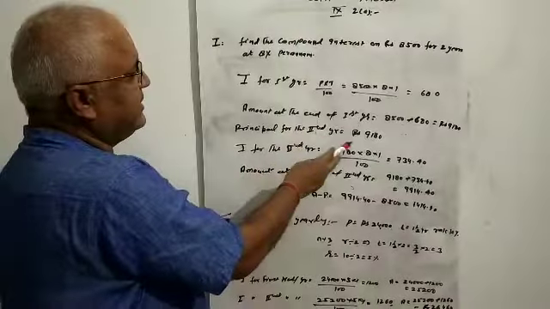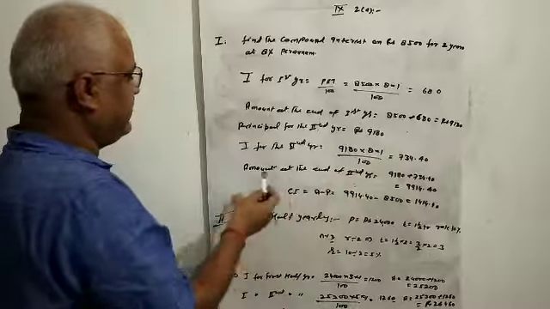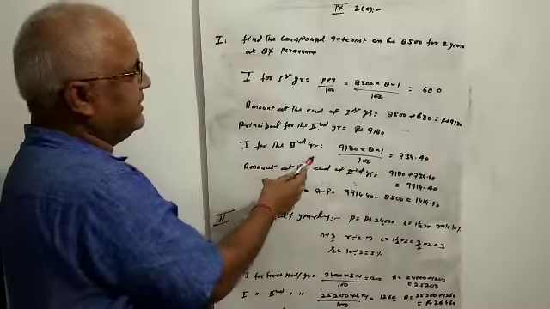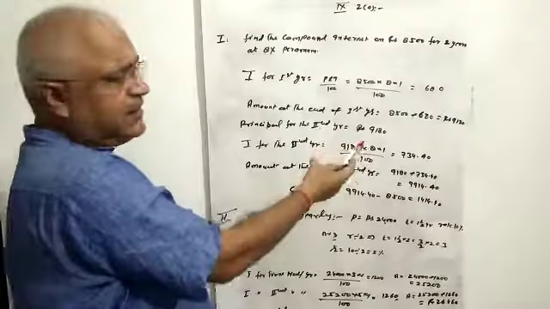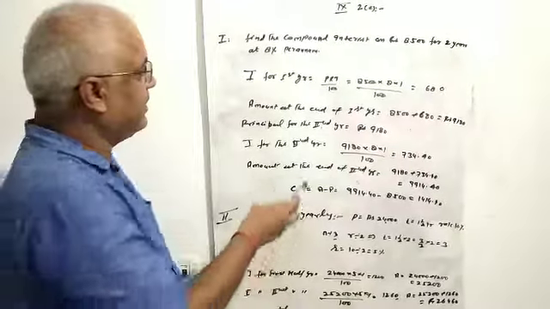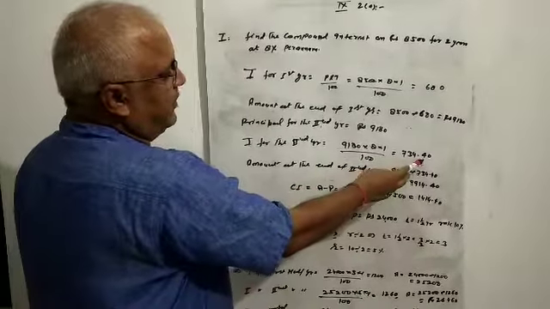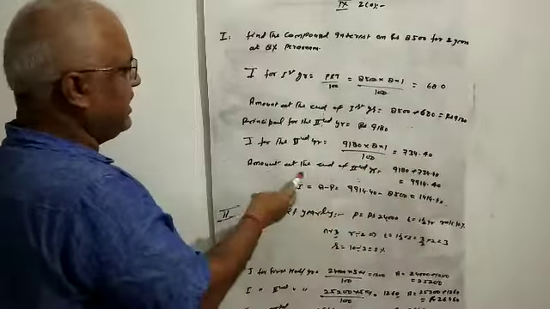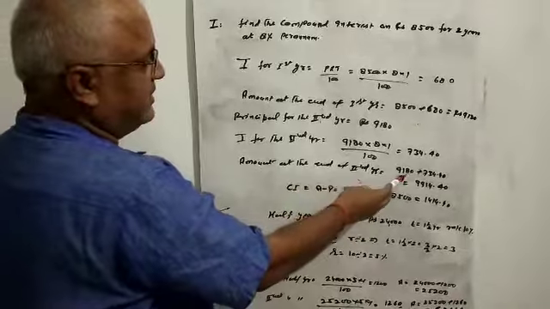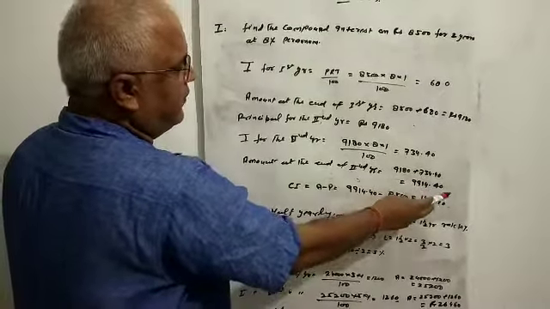Principal for second year is the same amount, 9,180. Then try to find interest for the second year. Because this is the one for second year, so try to find out interest year by year. Principal rate time upon 100, 734.40. Then amount at the end of second year. This amount plus interest earned, final amount is 9,914.40.